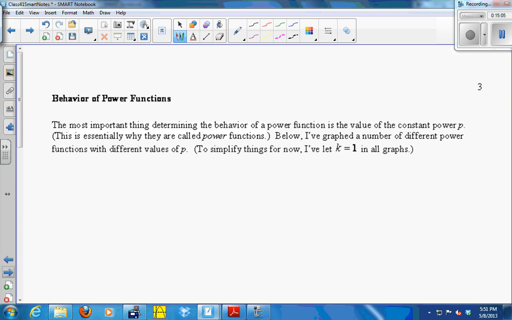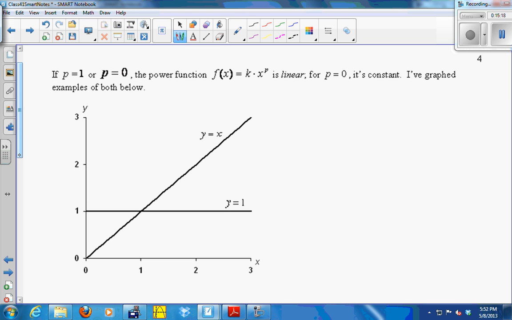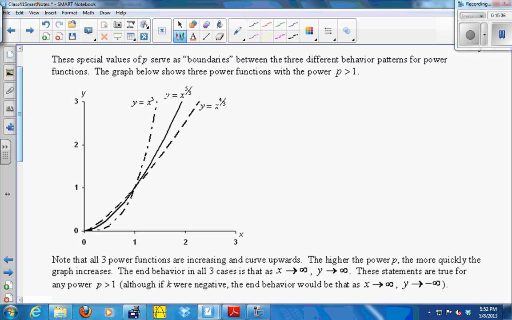So the most important thing determining the behavior of a power function is the value of the exponent. That's why they're called power functions. Okay, so these are the graphs of power functions where the exponent is 1 and where the exponent is 0. So if the exponent is 1, you just get y equals x. And if the exponent is 0, you just get a horizontal line, y equals 1. And those are sort of like boundary lines for different values of p. So in these cases, all of my power functions are just increasing.